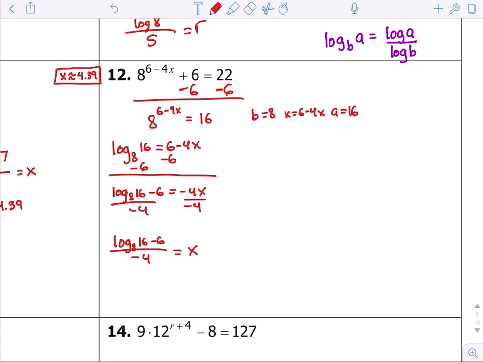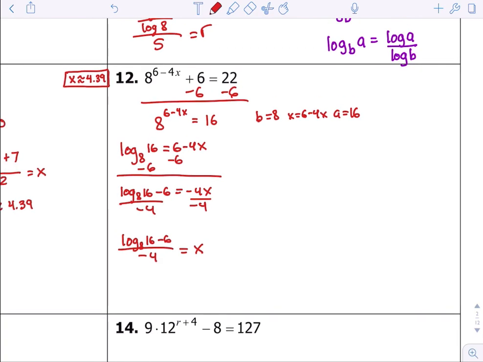So now we need to use the change of base formula for those logs. Log of 16 divided by log of 8 minus 6, all divided by negative 4, is going to equal x. Do your logs first: log 16 divided by log of 8, minus 6, and then divide that by negative 4. Your answer is going to be 1.17. x is going to be around 1.17.